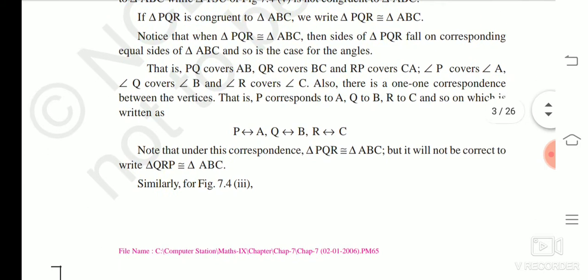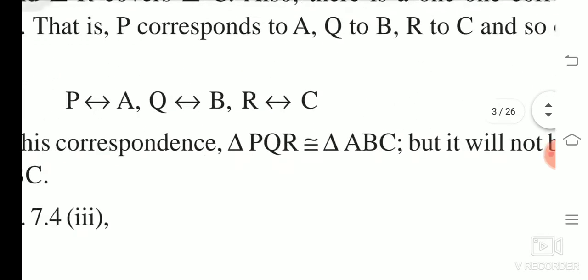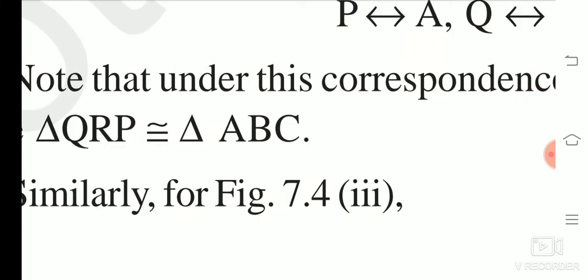The same meaning, right? But it will not be correct to write triangle QRP congruent to triangle ABC. So we should write P with A. That is first in a triangle QRP, we need to write P. Next we need Q. Next we need to write R. Then only triangle PQR congruent to triangle ABC. So this is wrong. This is not a correct format of congruent form. We need to maintain the order, right?